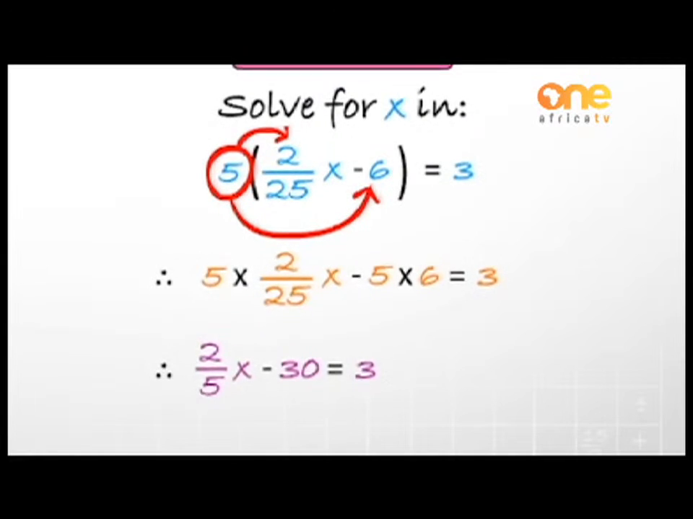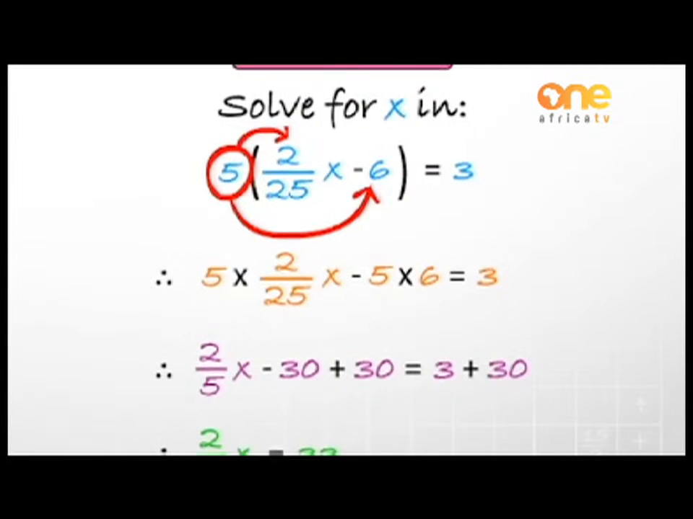Now, in order to isolate the x, we have to get rid of the negative 30 next to it. So, we take that 30 and we add it to the right-hand side of the equation. This is really the same as adding 30 to both sides of the equation. And so, we get 2 over 5 times x equals 33.